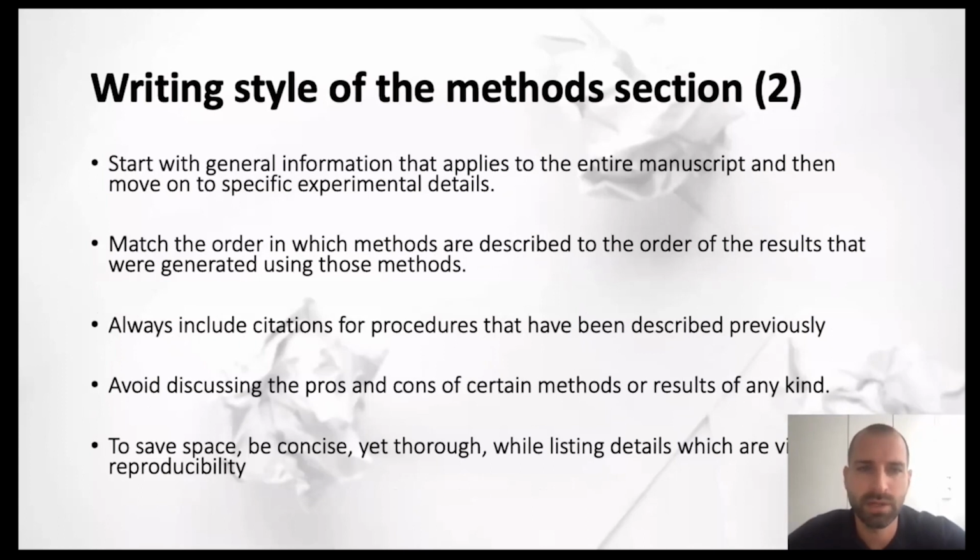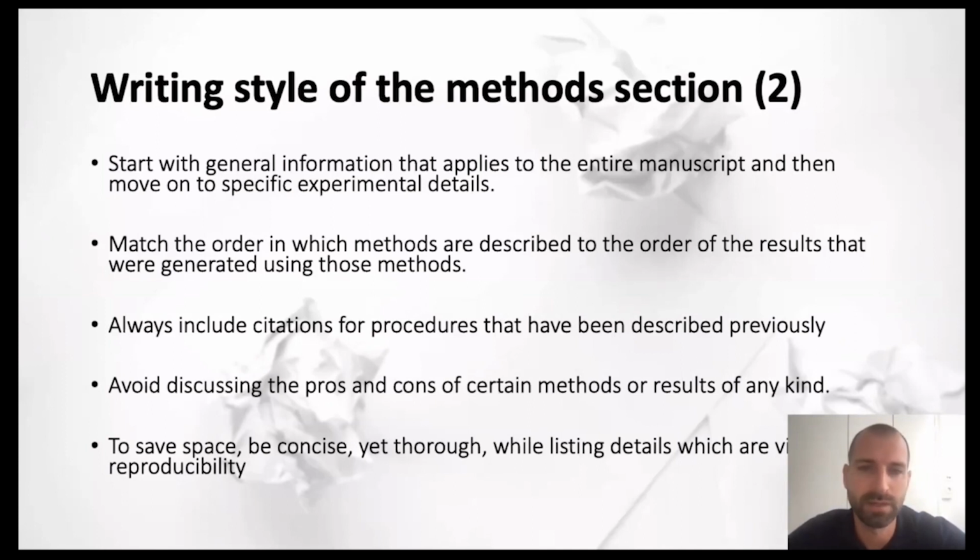So start with general information in your method section that applies to the entire study and then boil down to details of individual experiments that make up the whole story. Match the order in which methods are described with the order of the results. It's easier for the reviewer and the reader, because they can scroll down to the similar section of the results if they want to look at a certain specific experiment or part of your research.